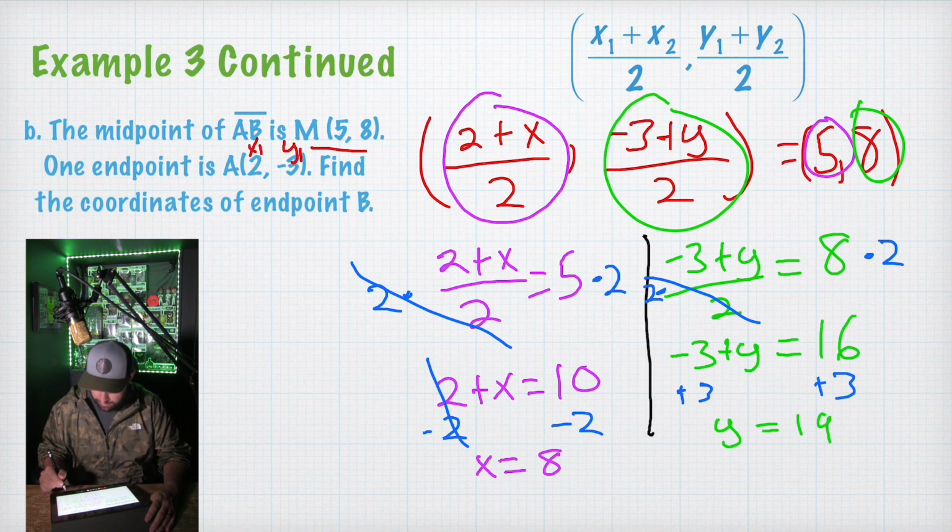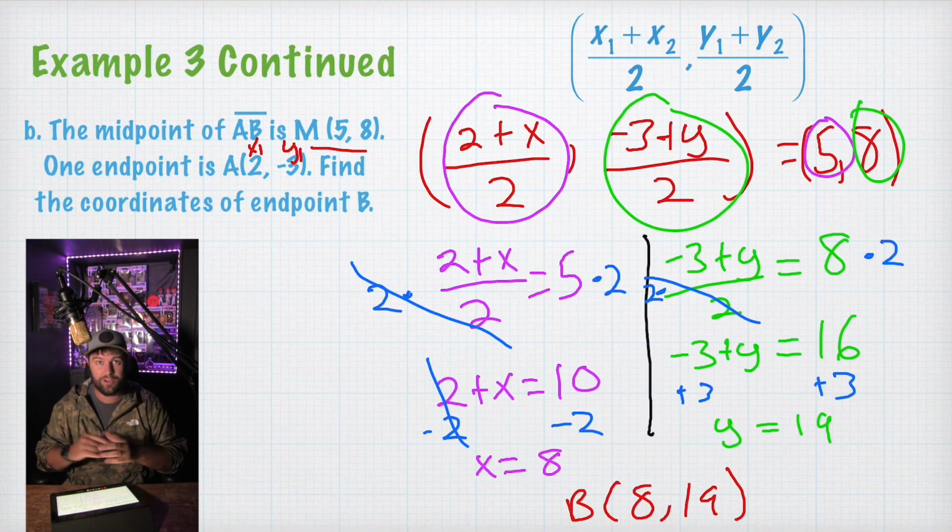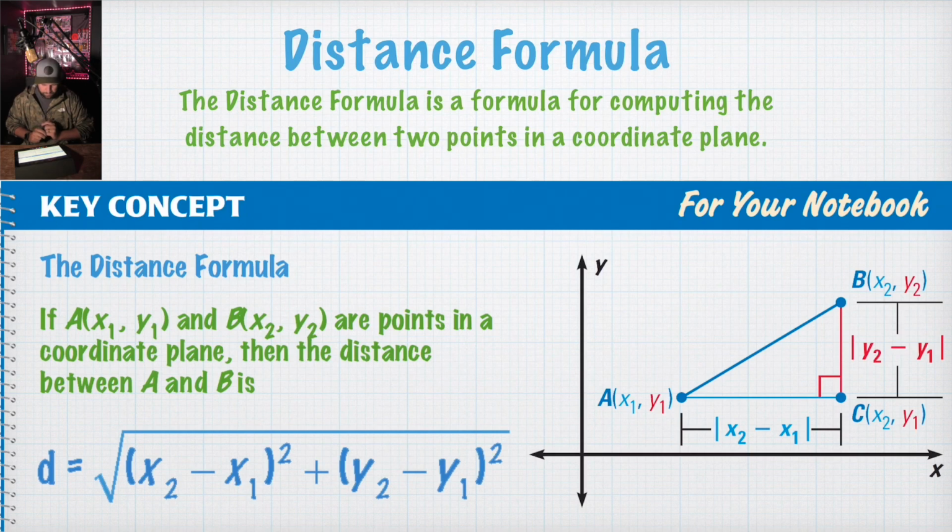Y equals 19. Okay? So B is 8, 19. And that's how you find an endpoint if you're given one endpoint and the midpoint. So these were two really good examples to have for doing your homework.